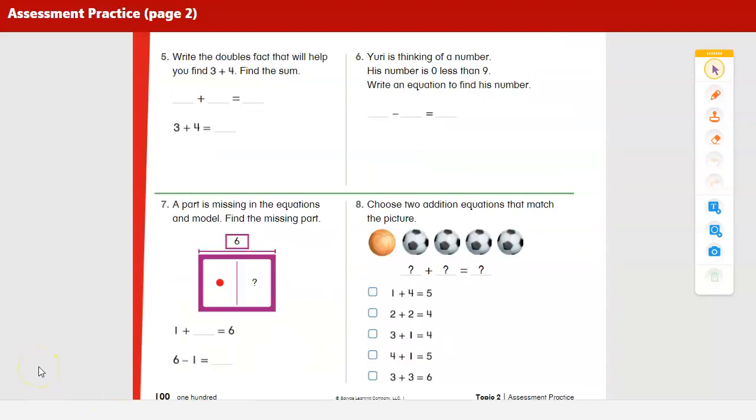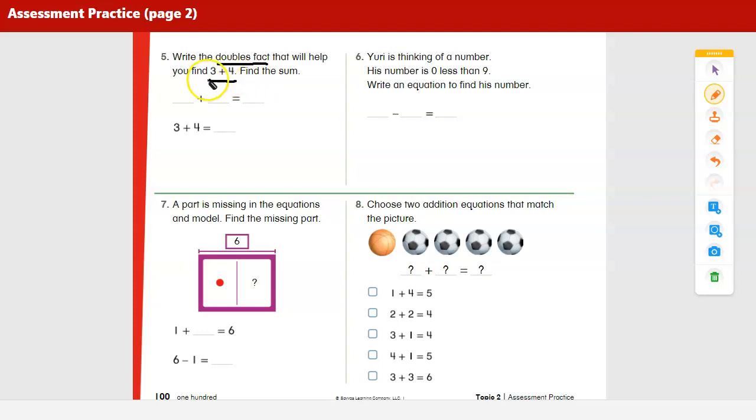On page 100, number 5 says write the doubles fact that will help you find 3 plus 4. Then find the sum. So on number 5, it wants us to write the doubles fact that would help us find 3 plus 4. If you remember, a doubles fact, for example, would be 2 plus 2, 3 plus 3, or 4 plus 4. Those are all great examples of a doubles fact.